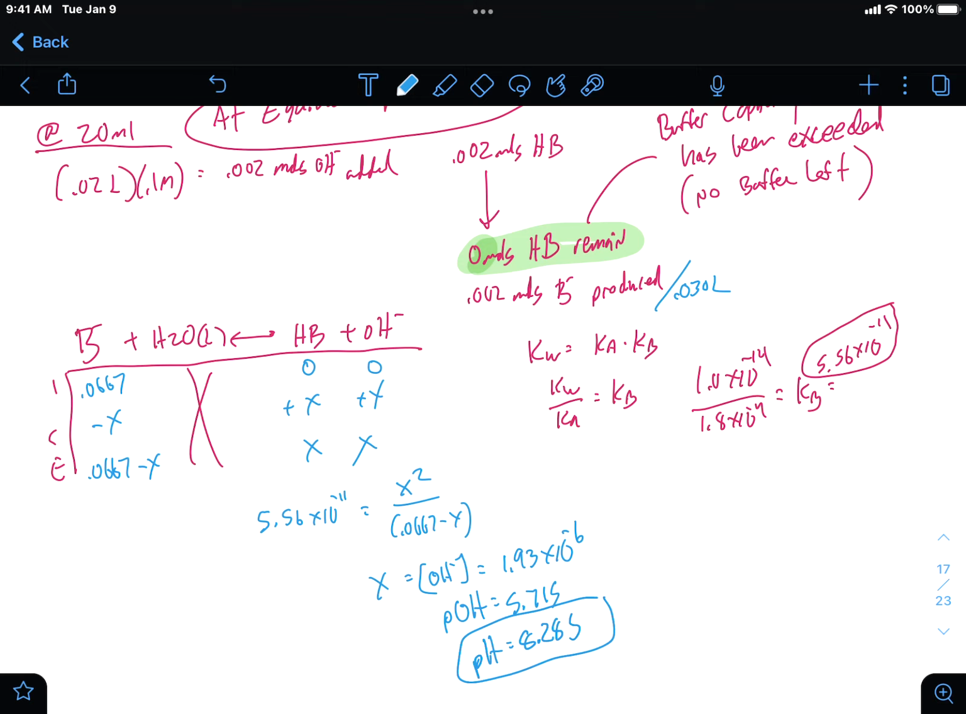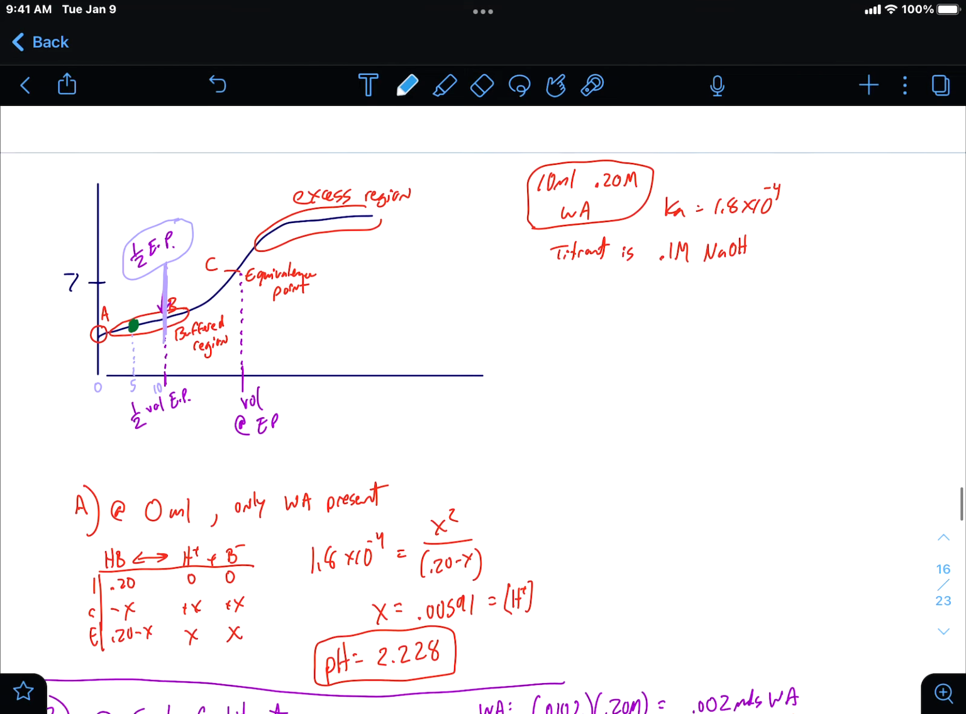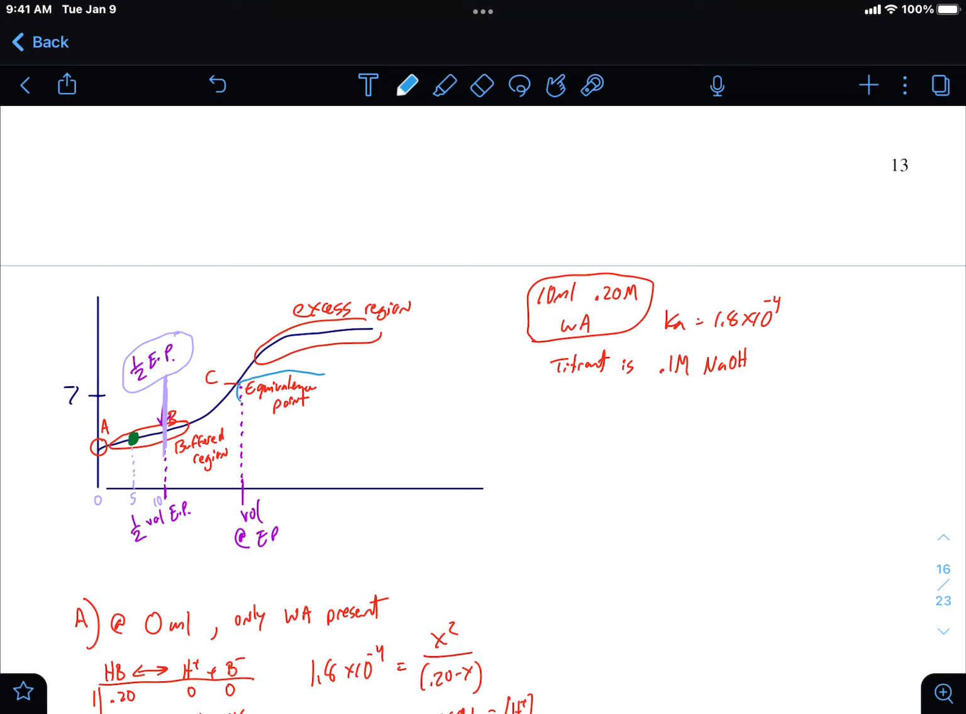How are we doing, guys? A little perspective. Let's go back to the picture, to the graph. All right, so this is where we are now. The equivalence point, the moles of the acid and moles of base are equal. That is what happens at the midpoint of your jump.